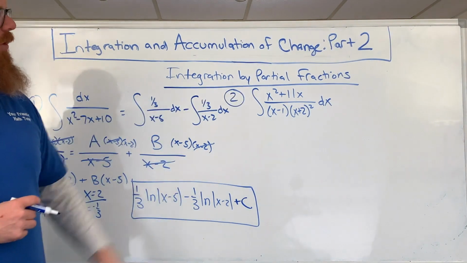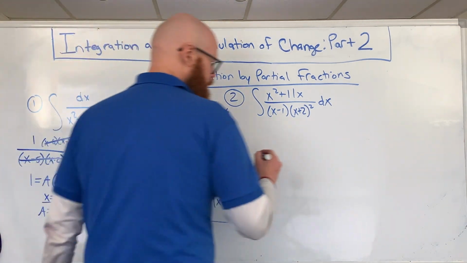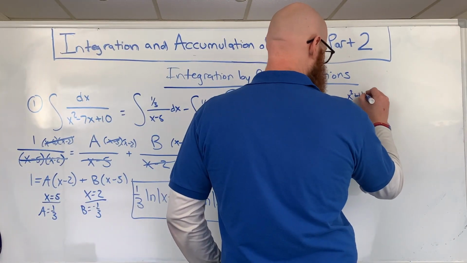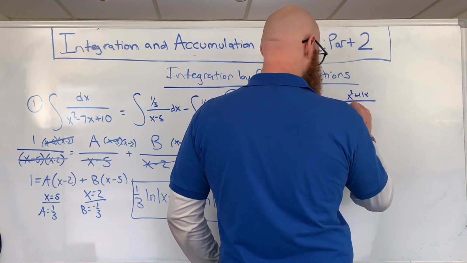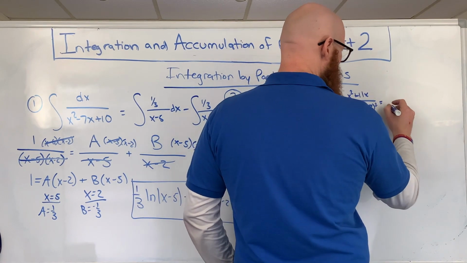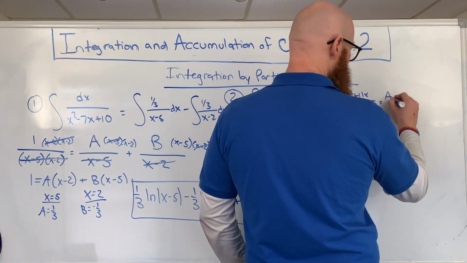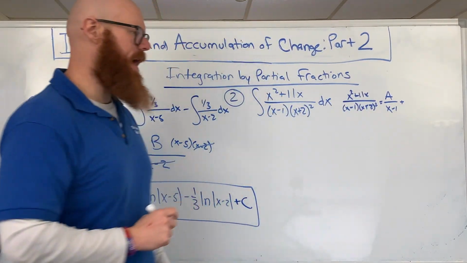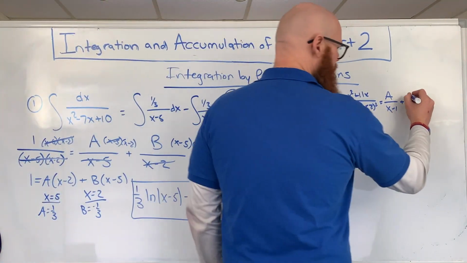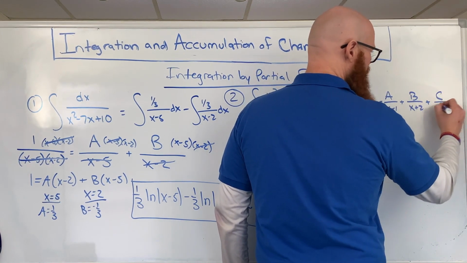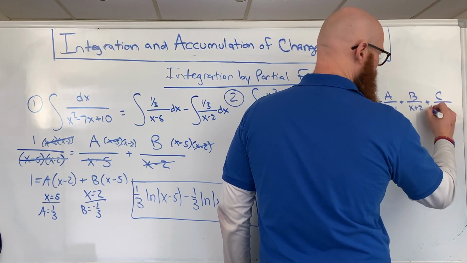But now let's take a look at a little bit of a harder case. In this one, we're going to have x squared plus 11x over x minus 1 times x plus 2 squared. And we're going to end up having a over x minus 1. But we have a repeated linear factor, x plus 2 squared. So then I'm going to have b over x plus 2 plus c over x plus 2 squared.